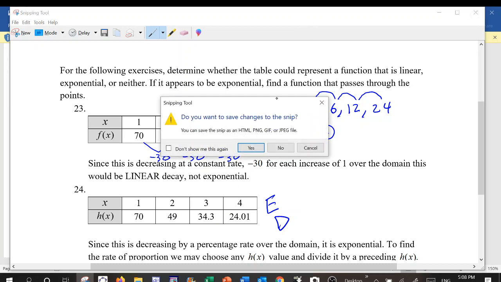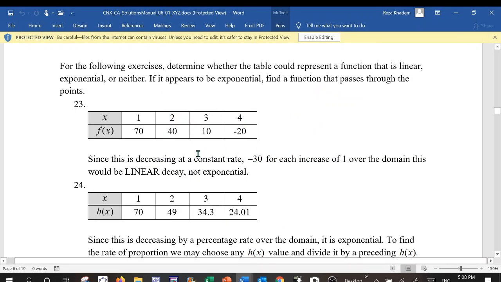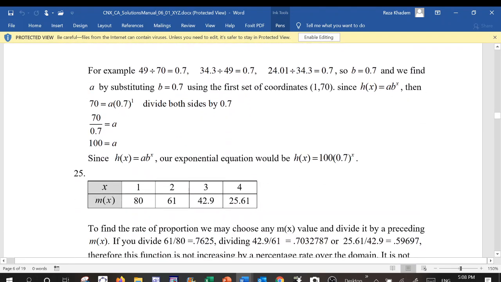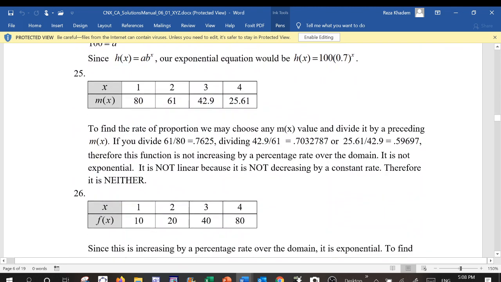All right, so that's how we figure out whether it is linear, exponential, or neither. Can it be neither? Well, yeah, it could be neither. Let's say, for example, this one. Now, we look at the differences, they are not the same, and we divide them, we don't get the same thing. So it's not exponential or linear. So it's neither in this one.